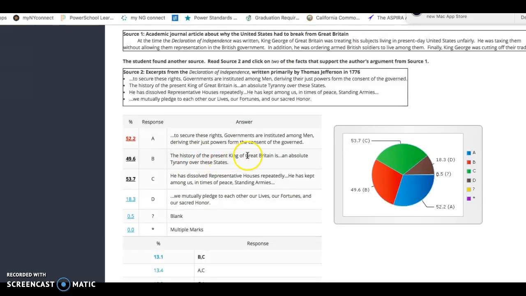The history of the present King of Great Britain is an absolute tyranny over these states. Some of the conversations Mr. Tippy and I were having were about looking at the language that possibly could have tripped up the students. Here, the sentence talks about the history. So the history is an absolute tyranny. The word tyranny is a noun. And after the words the history comes the present king. So maybe students could have been a little confused: the present king is an absolute tyrant. You couldn't say the present king is an absolute tyranny.